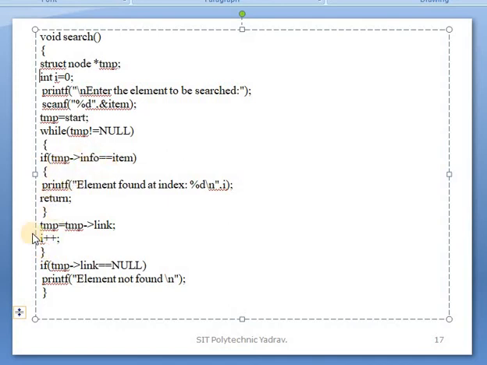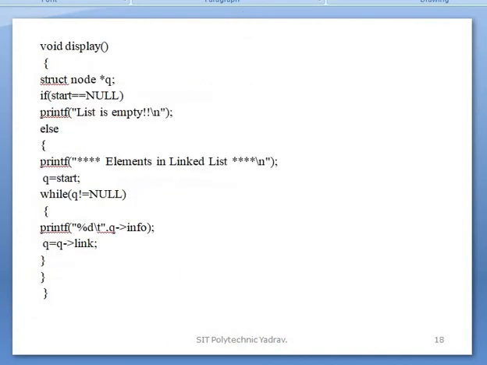When this condition is false, what does it mean? Temp link is the last node, and when we find null, obviously that element is not present on the list, so a message will be displayed: element not found. Again, the display function displays the data. First of all, check whether the list is empty or not. How is it possible? If start is equal to null, obviously the list is empty. Otherwise, elements will be displayed one by one using this code.